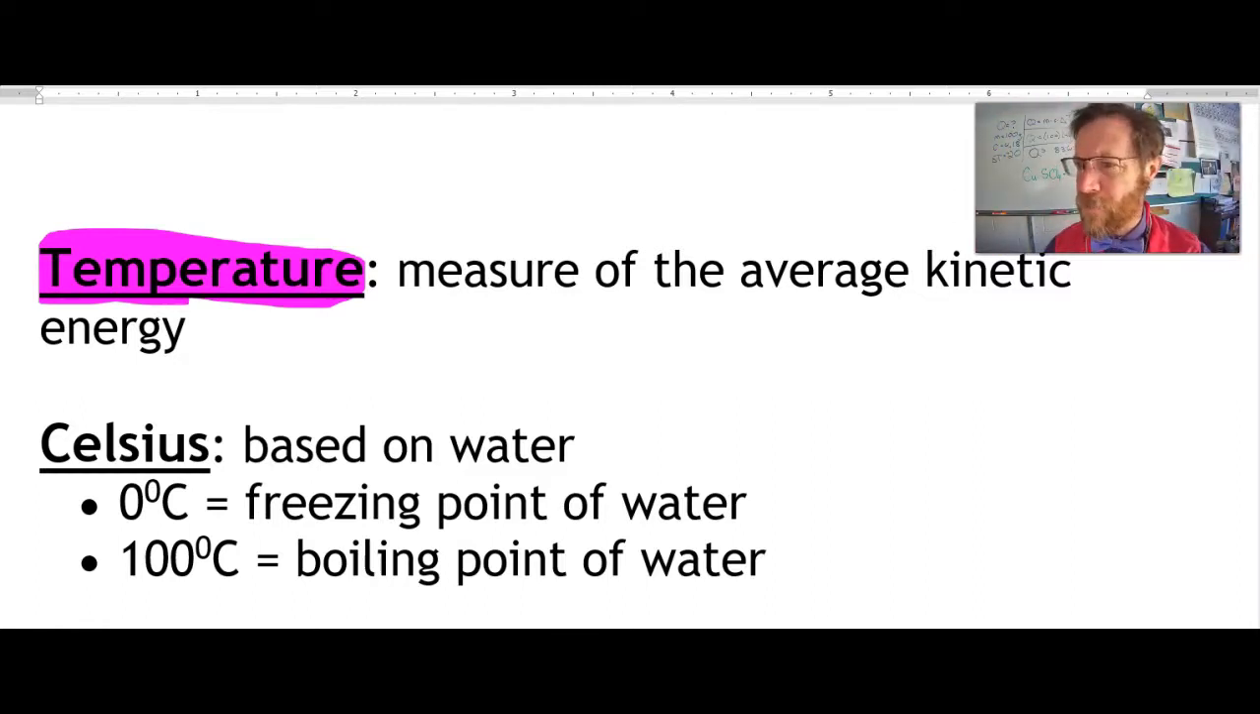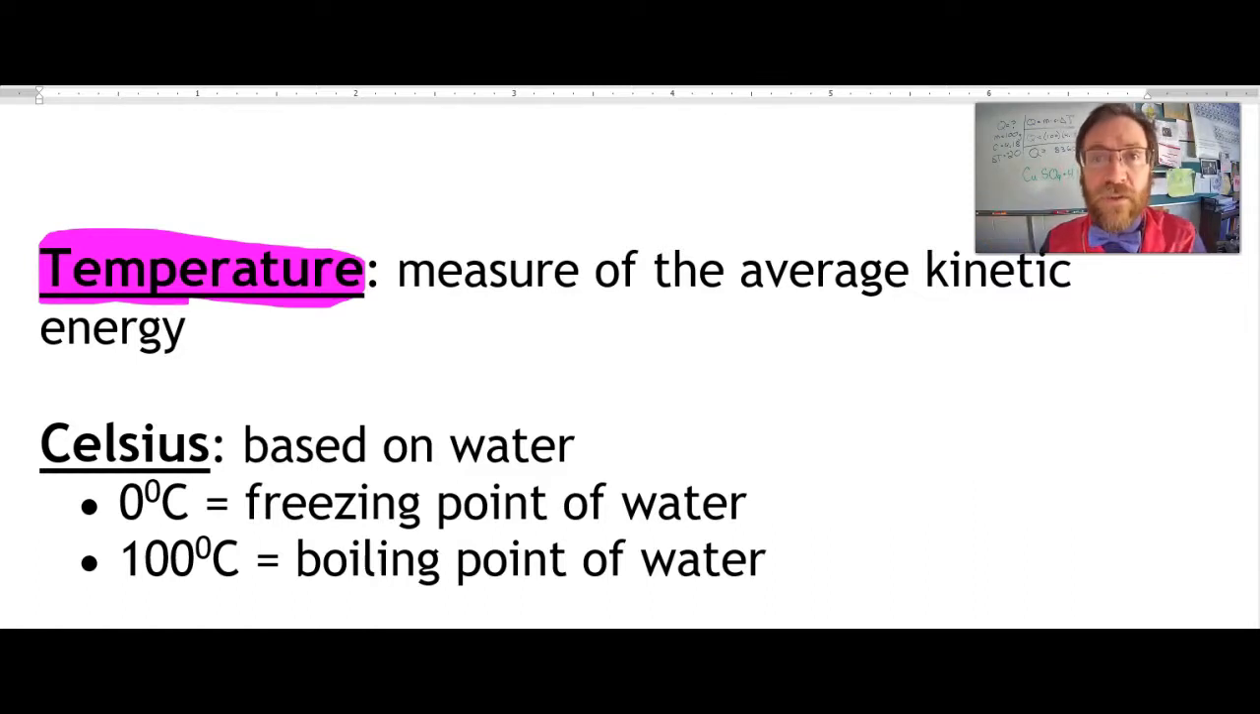It's almost like a speedometer. A thermometer is like a speedometer for atoms, sort of, in a weird way. That just melted my brain. Anyway, this is what you need to remember, or at least have memorized: temperature is the measure of the average kinetic energy. Got it? That's what you need to know.